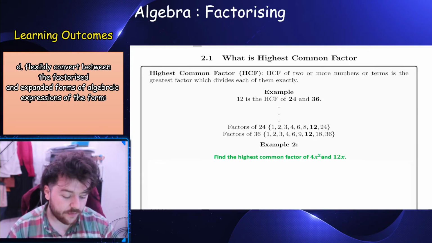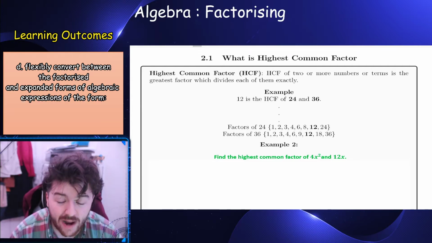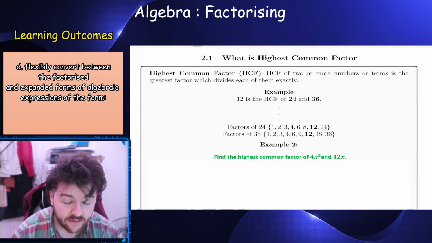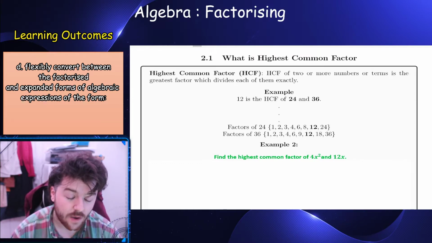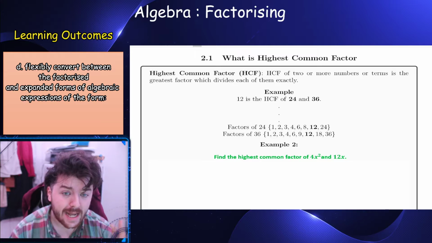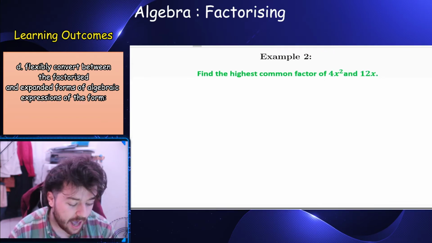You might recall from first year, the highest common factor of 2 or more numbers or terms is the greatest factor which divides them both evenly. So for example, 12 is the highest common factor of 24 and 36, as in 12 is the biggest number that divides 24 and 36 evenly. So what we do with numbers, we can do with algebraic expressions as well.